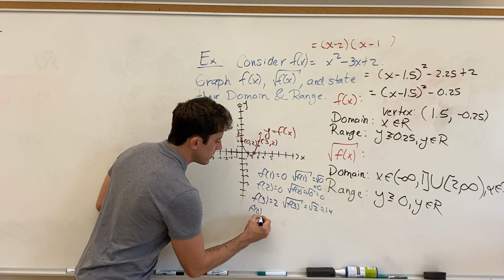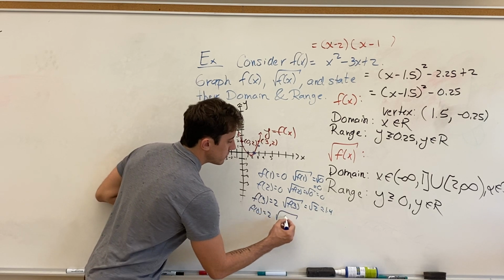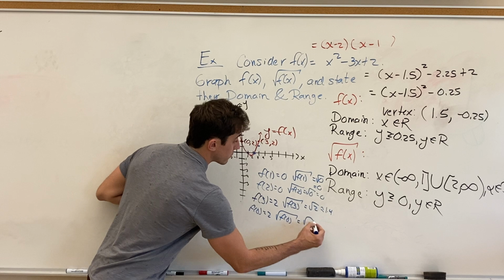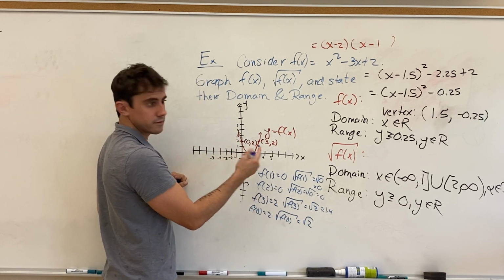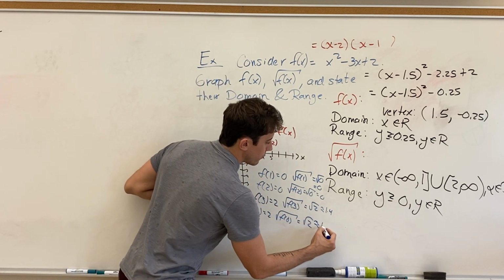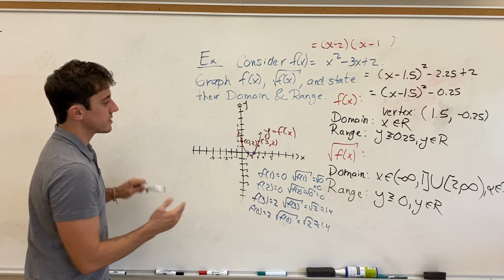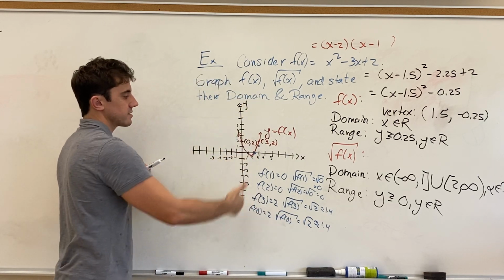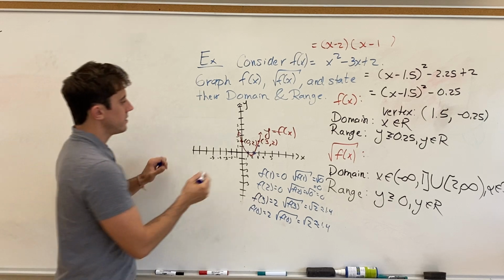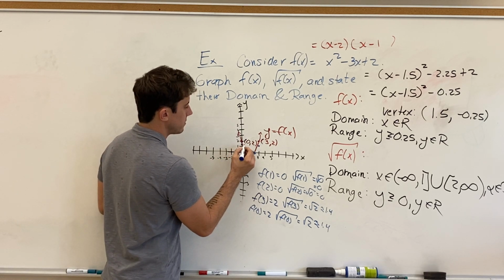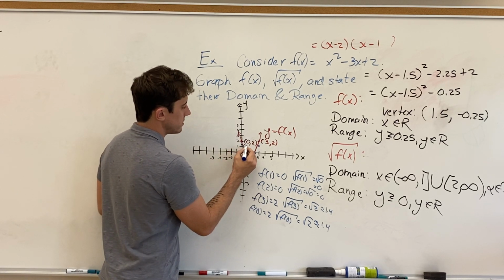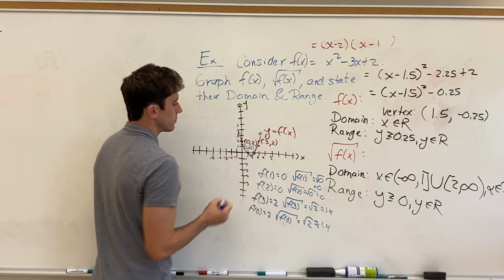f of 0 is equal to 2. And so the square root of f of 0 is equal to the square root of 2, which is again 1.4, right? We know that's the case because, again, it's symmetric about the axis of symmetry at the vertex. And so we get another point here at 0 and root 2.